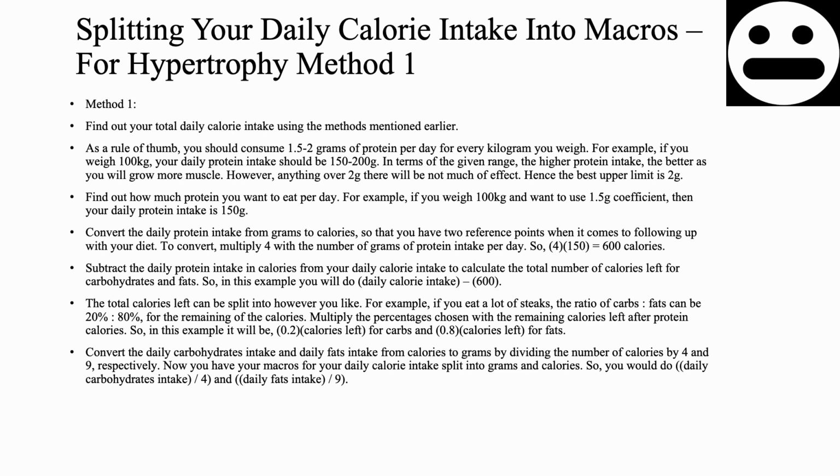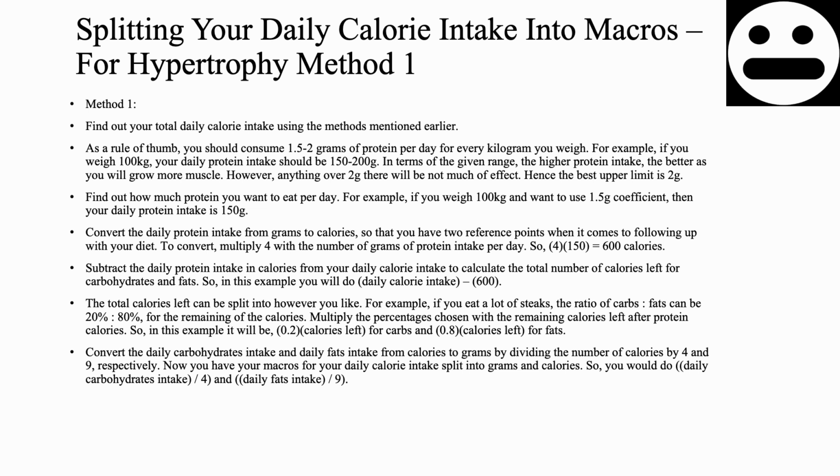So, for example, if you weigh 100 kilograms and you want to use a 1.5 grams coefficient, then your total daily protein intake is 150 grams. Cool. 150 grams of protein. This is fixed. That's our first step done.